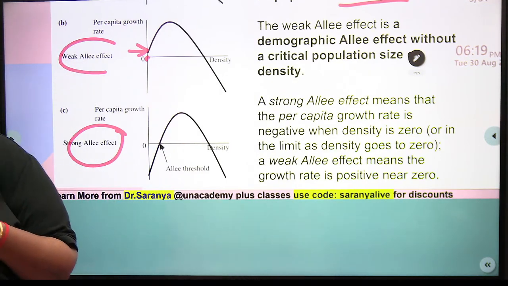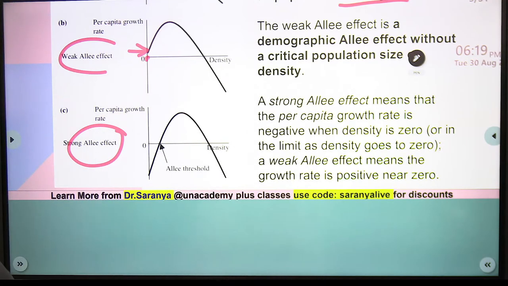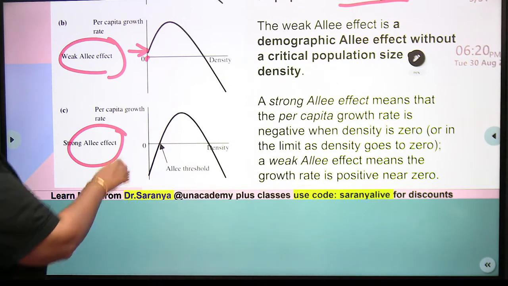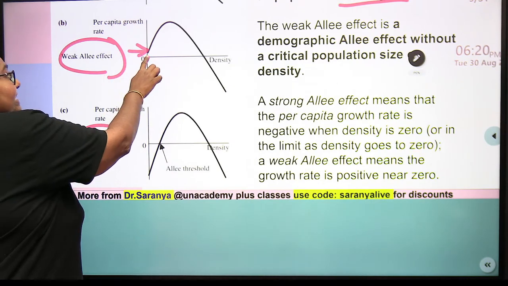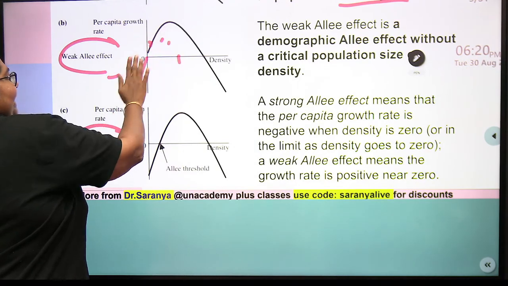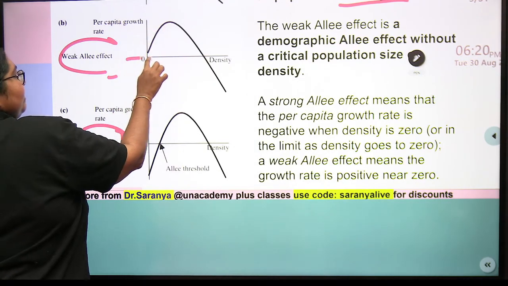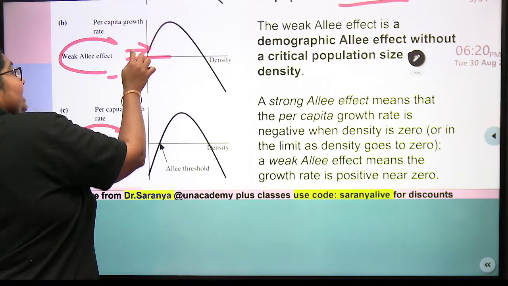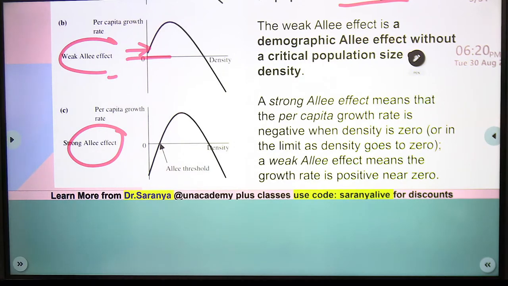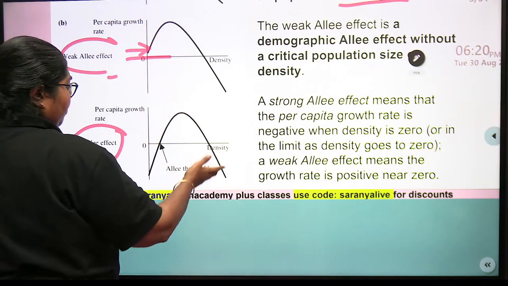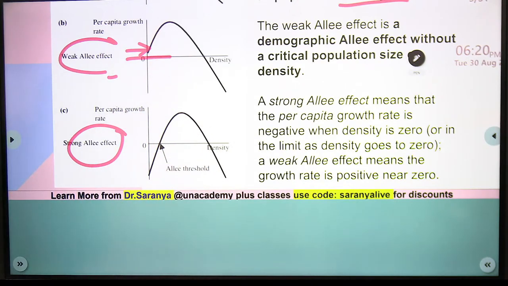If it is going to be a weak allele, listen carefully, it is not beginning with zero. Even though the density is zero, it is beginning somewhere above the line. Can you see here? This is your density, but your weak allele is beginning here, above the zero level. So this is the weak allele, because both of them look somewhat similar and you cannot distinguish properly. That is why I'm telling you this trick.